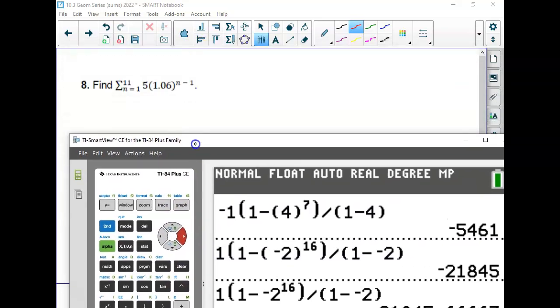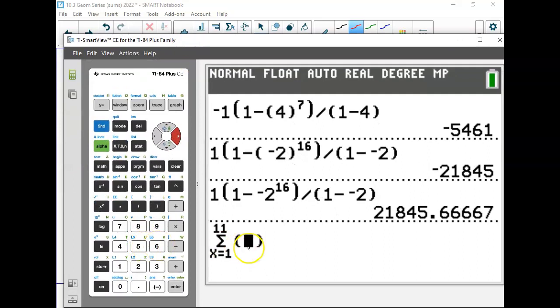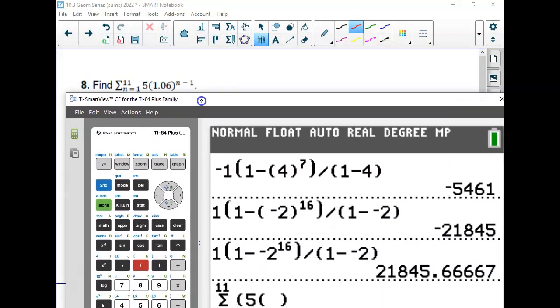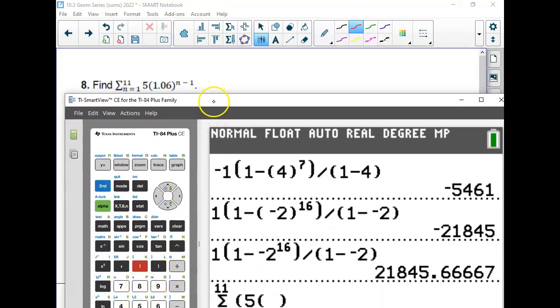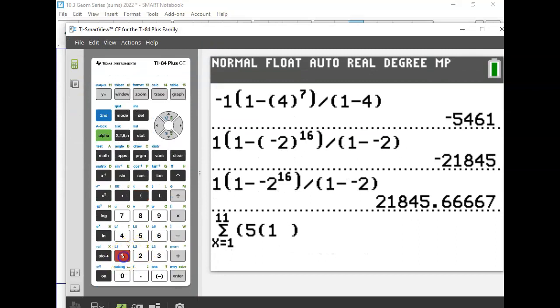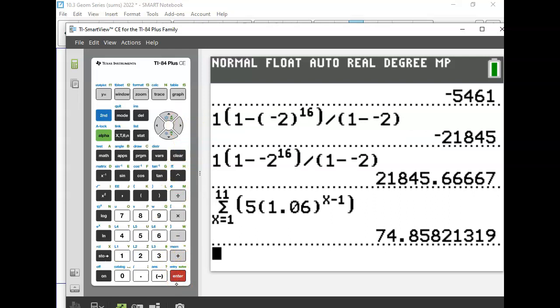And everything has to go in the box, remember. So don't put a number out in front of these parentheses. So it's 5 parenthesis 1.06 to the n minus 1. And it's got to all be inside of those parentheses they gave you. Questions?